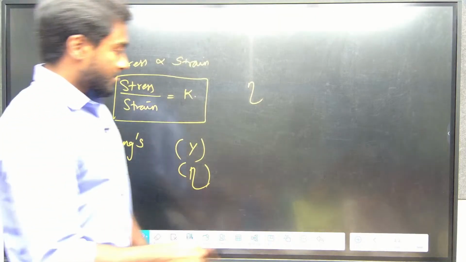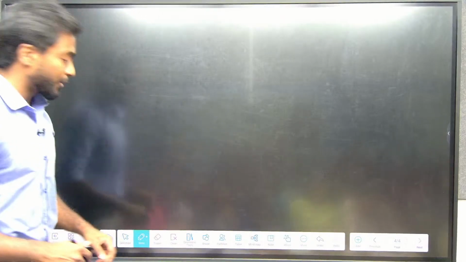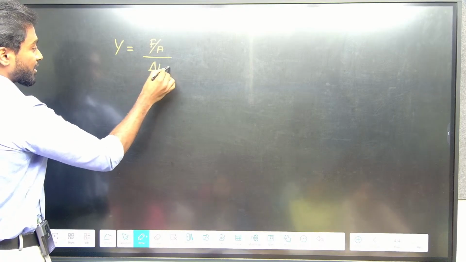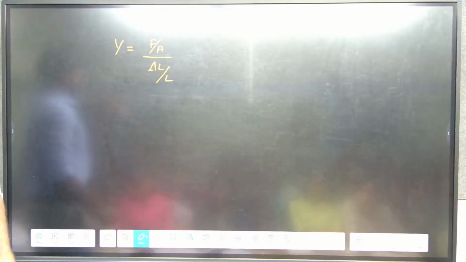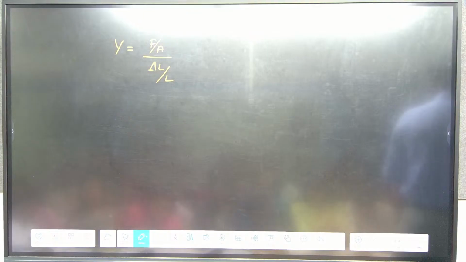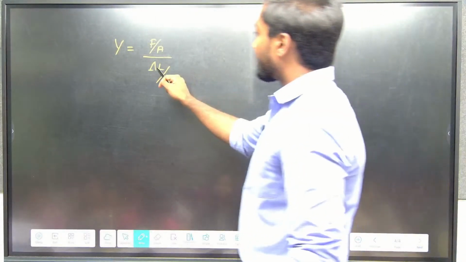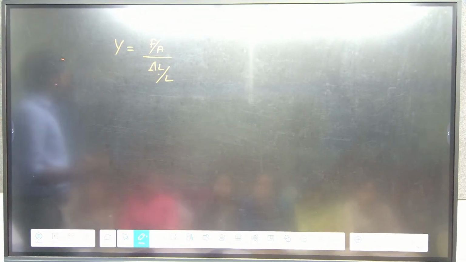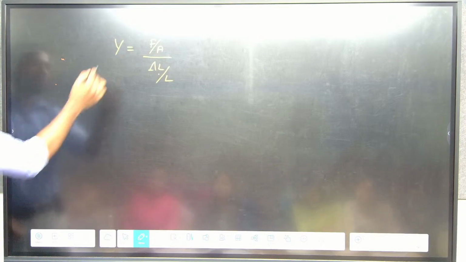So the first one is Young's modulus. We are talking about the modulus of elasticity, no? Young's modulus is equal to force by area divided by change in length by original length, like stress and strain. First stress and first strain we have talked about: longitudinal stress and longitudinal strain. So what is the SI unit of Young's modulus? Newton per meter squared. Same formula only.